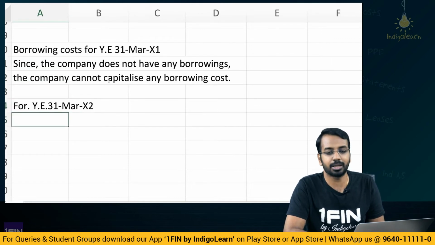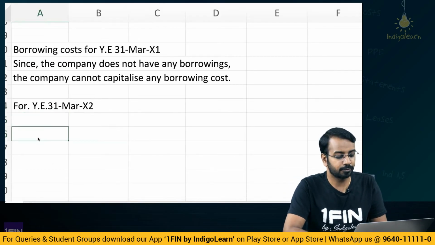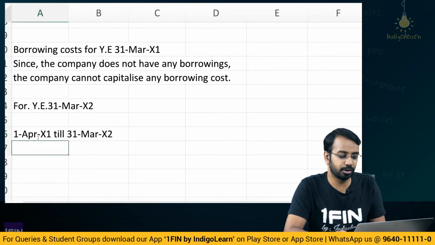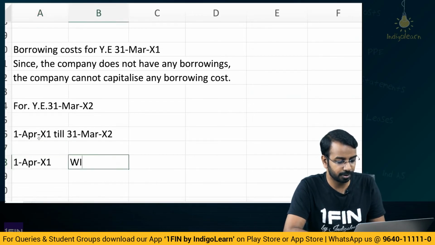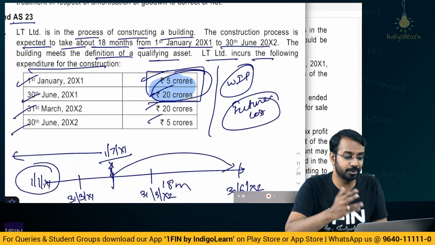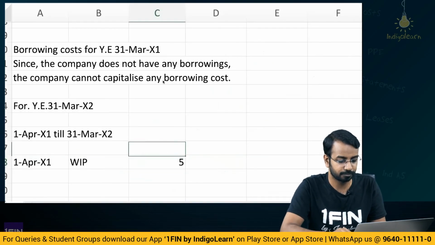Right. Now, for year ended 31st of March of year 2, how should we capitalize? Now, for that, we have to see what are the amounts spent. For year ended 31st March of year 2, you need to capitalize the borrowing cost for 1st of April year 1 till 31st of March of year 2. Now, for this you need the opening balance. On 1st of April year 1, what is the WIP? If you see the question, the WIP comes to 5 crores. 30th June is the next spend. So, on 1st of April the opening balance WIP is 5 crores.